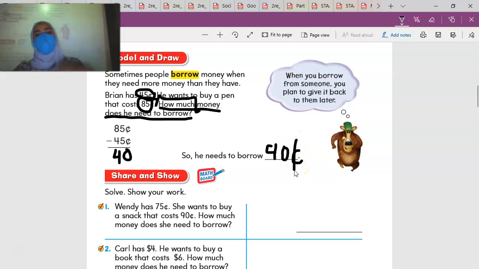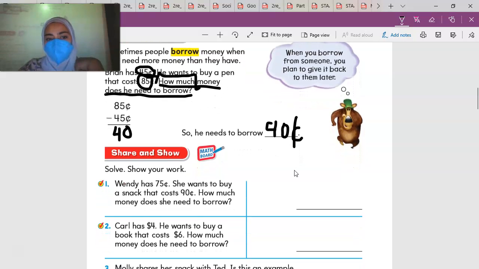When you borrow from someone, you plan to give it back to them later. If they say you can have it, so you're giving something to someone, that means you take it forever. Sometimes, I'll tell you a true story.